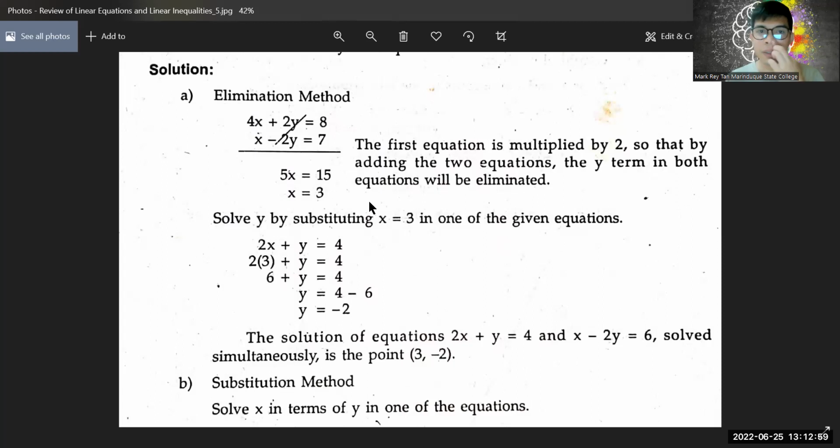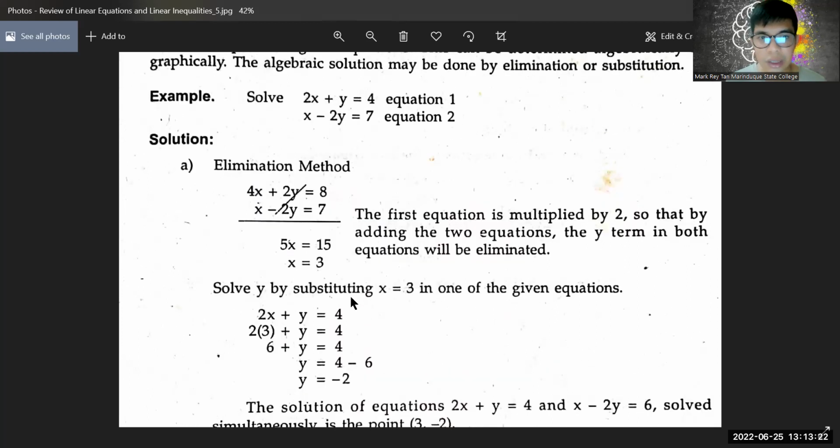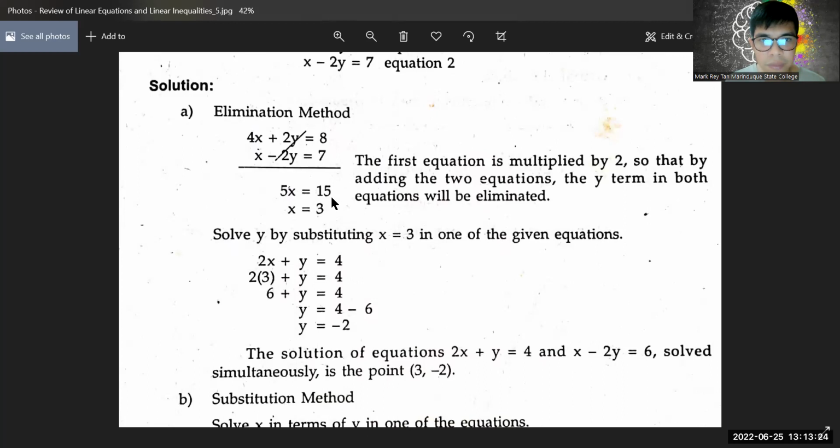Okay. So let's continue the process. Once we find the value of the first variable, in this case x as 3, we have to substitute it into the other equation. So here, we used the 3 in the first equation. Our first equation is 2x plus y equals 4. Let's use x as 3. So it becomes 6 plus y equals 4. Then y equals 4 minus 6. And ultimately, y is equal to negative 2.